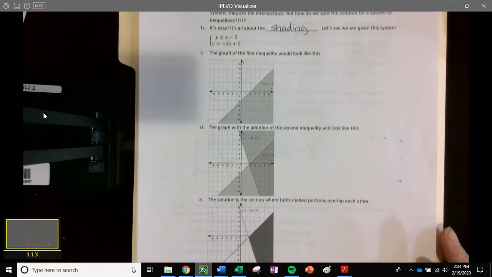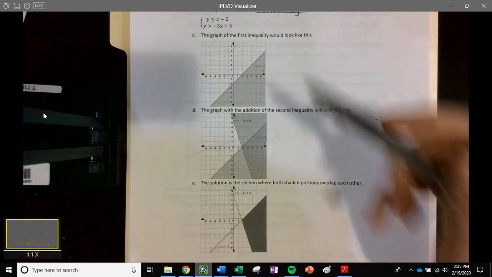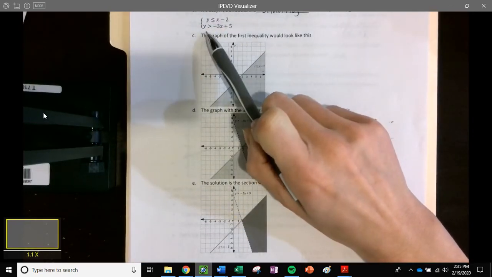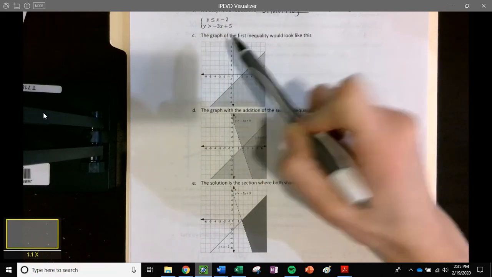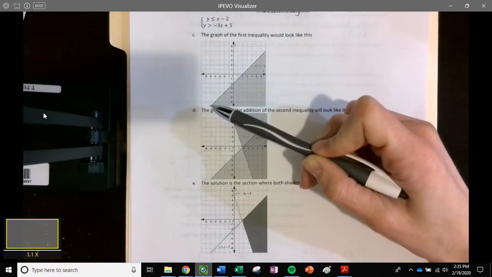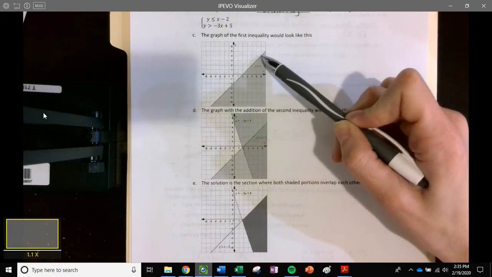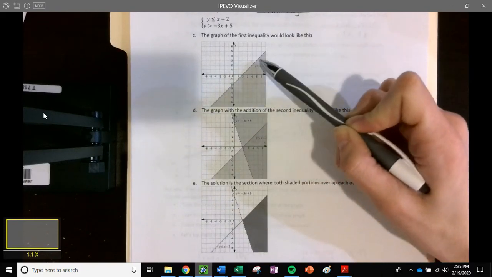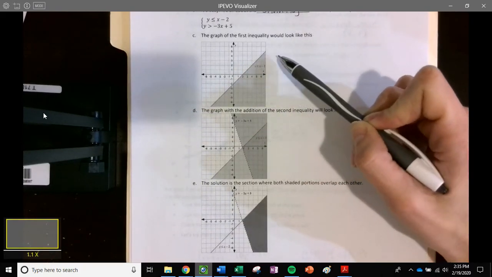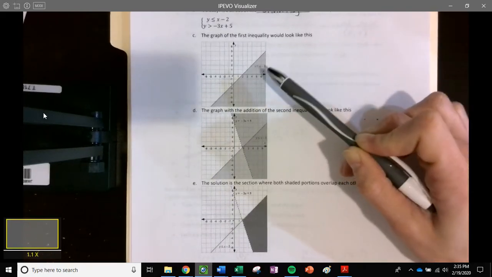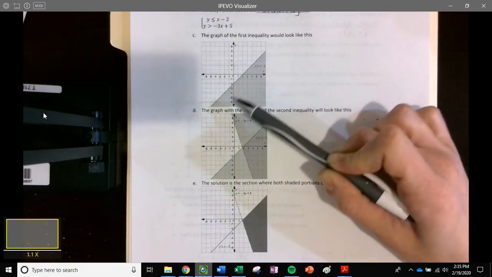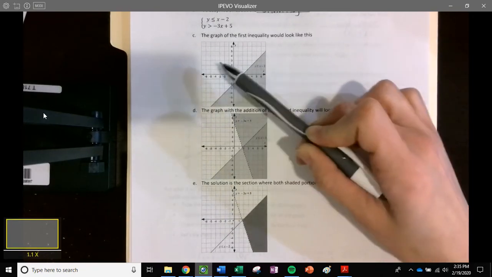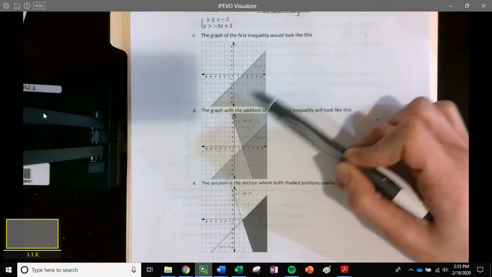So let's say we have this system. y is less than or equal to x minus 2, and y is greater than negative 3x plus 5. So this first picture shows you the graph of y is less than or equal to x minus 2. This is the line for x minus 2. And since y is less than or equal to, the solutions that are less than the value of the line are shaded in. If it was greater than, the top part of this graph would be shaded. But since it's less than, the bottom half is shaded.